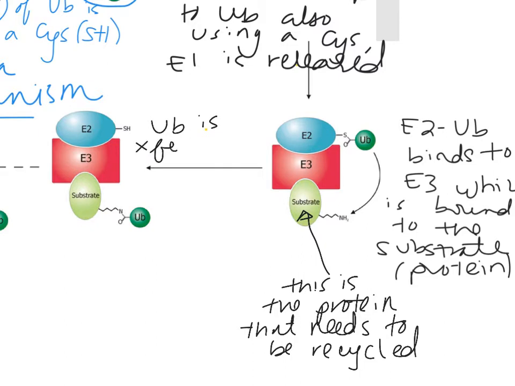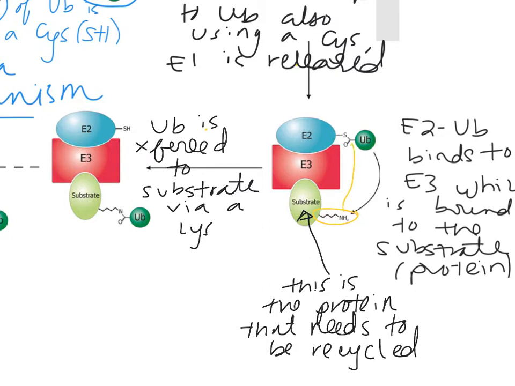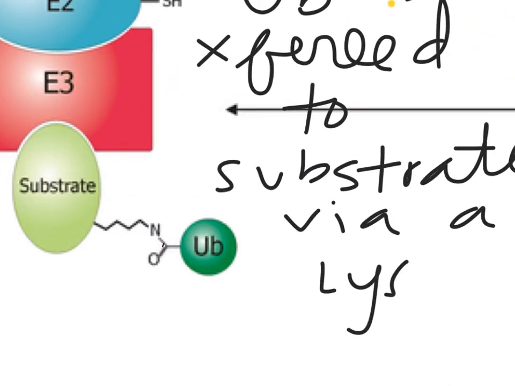to the substrate via a lysine residue on the substrate. So this residue right here on the substrate, again, is going to come and grab that ubiquitin, breaking the bond between the carbonyl carbon and the sulfur group. And what you get as a result is a new amide bond, but you're linked to the side chain of a lysine.